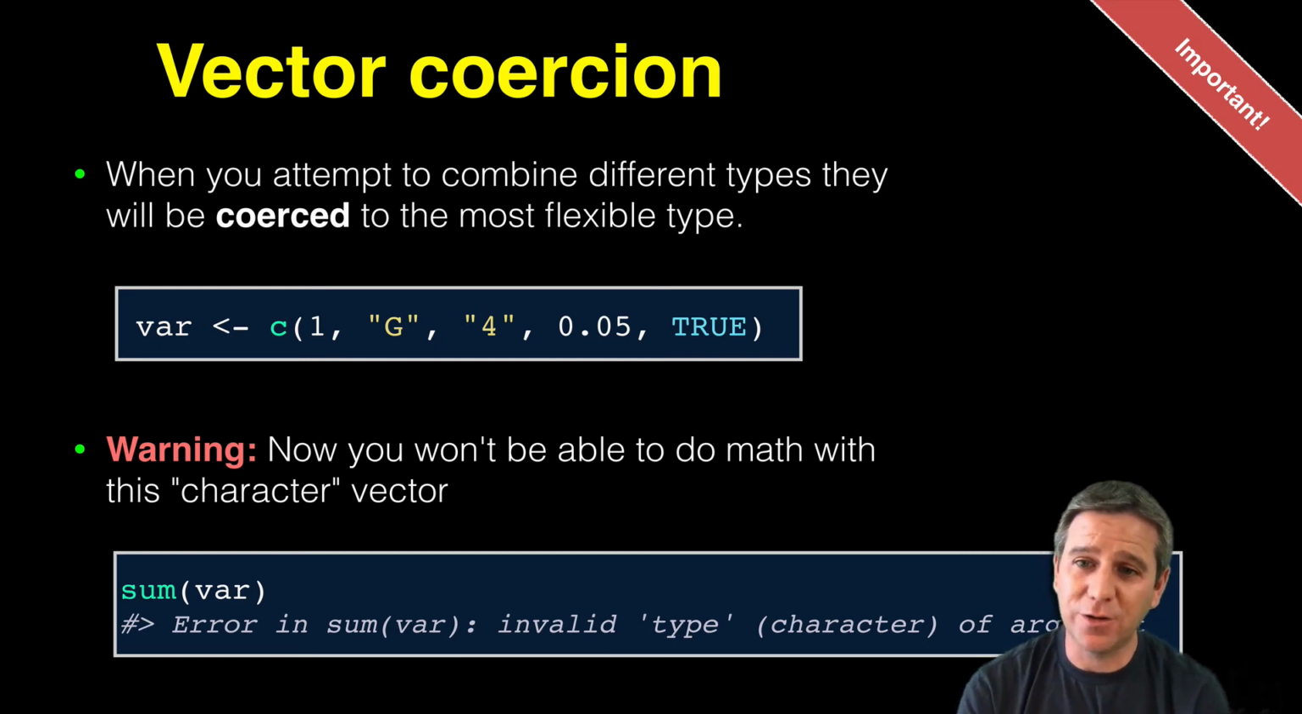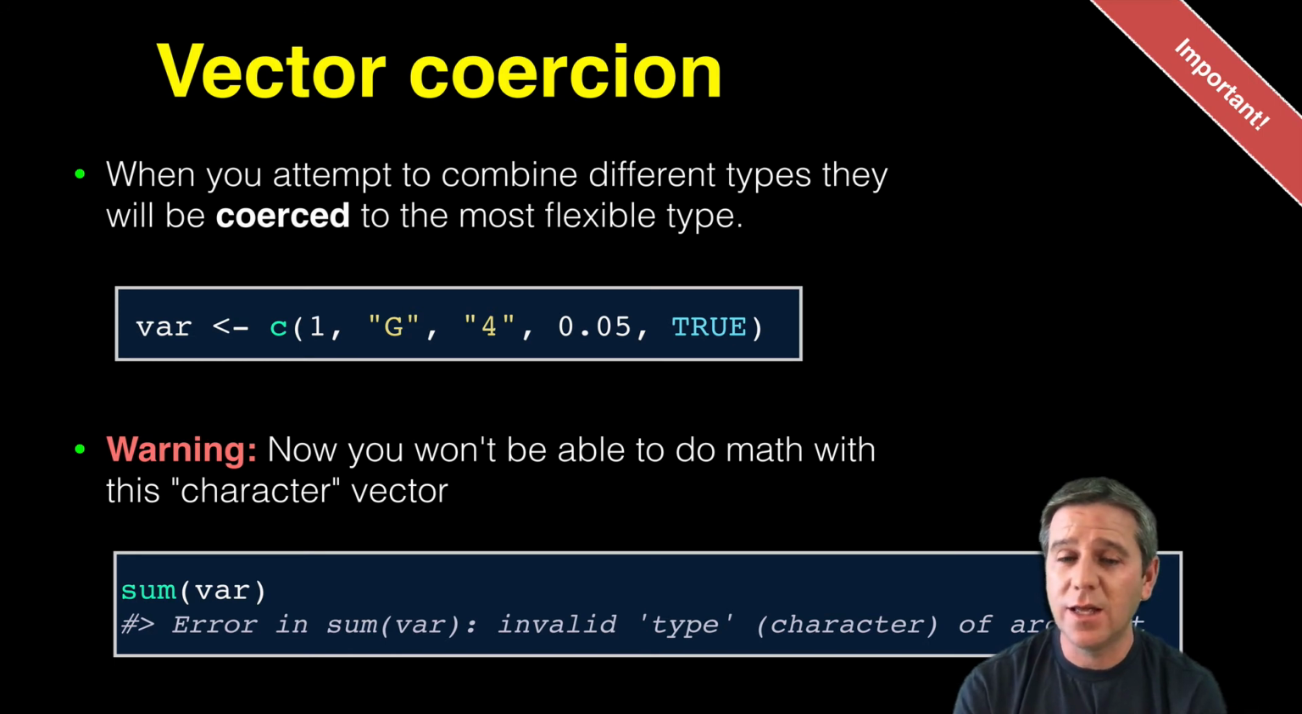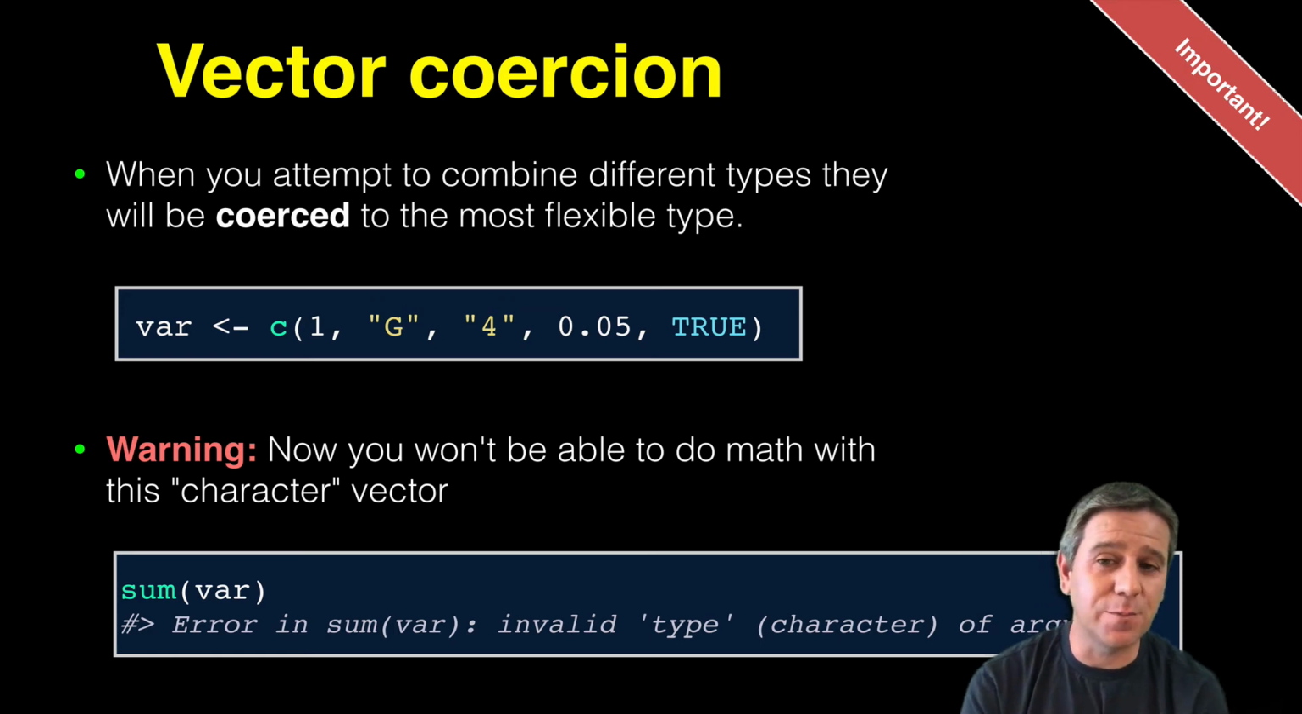And the error message will look something like this. It'll say something about the type being invalid, because you're mixing types. This character type can't be put into a function that's expecting numeric values as input.